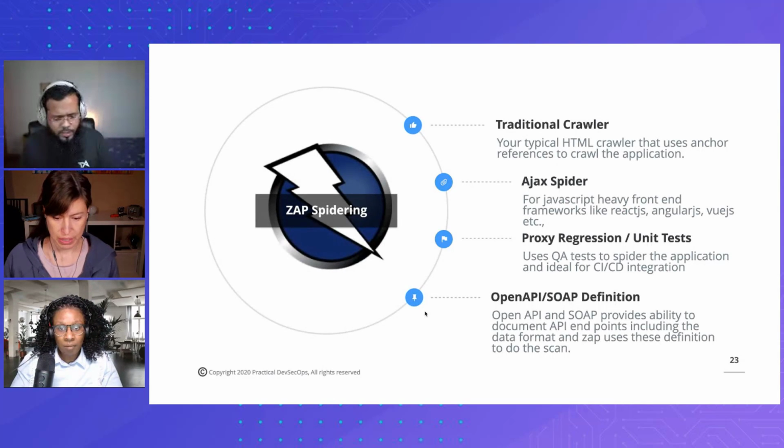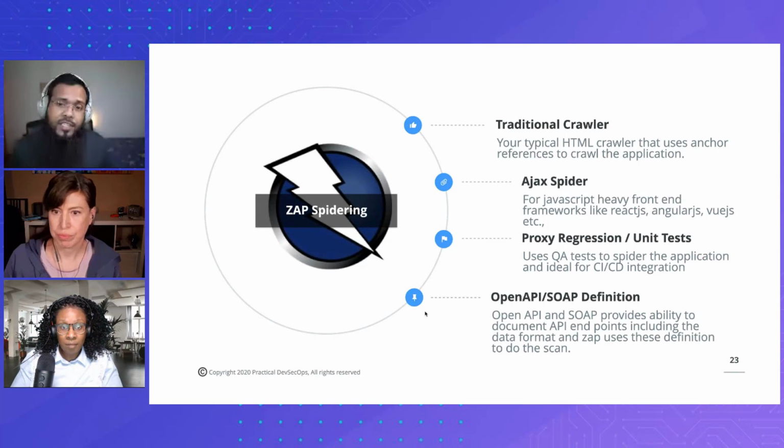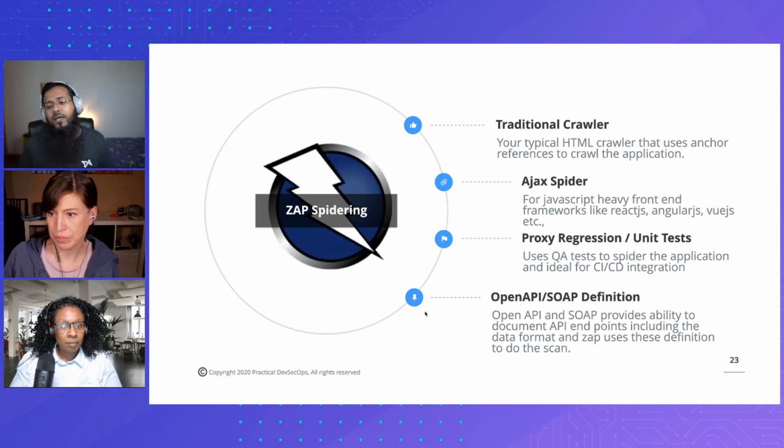And exactly because of these reasons, ZAP provides you different ways to crawl an application. It allows you to crawl using the traditional crawler, which is your HTML crawler. It allows you to handle AJAX-heavy JavaScript frameworks with the help of the AJAX Spider. And if you do have a QA test written in Selenium or SoapUI and stuff like that, it also allows you to scan those things.